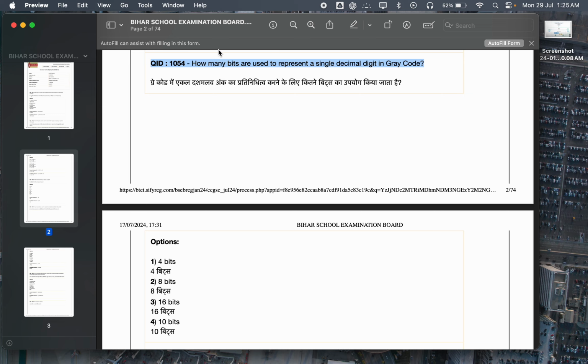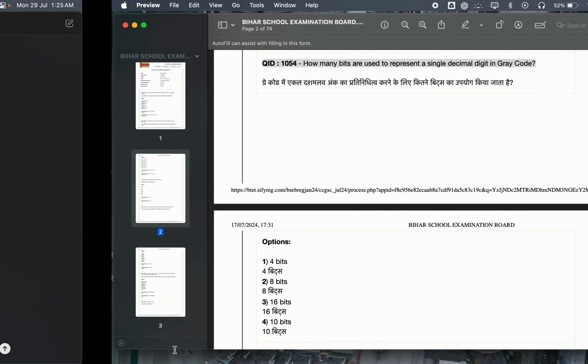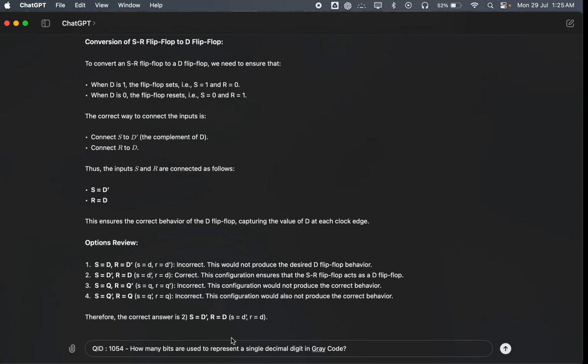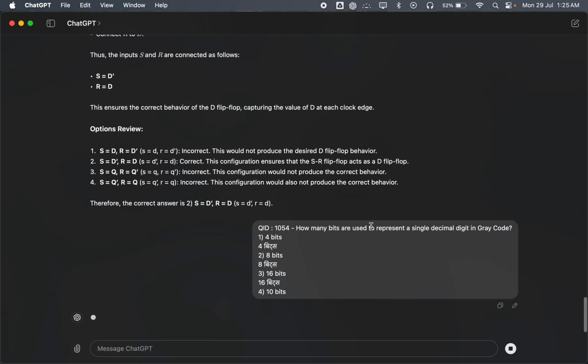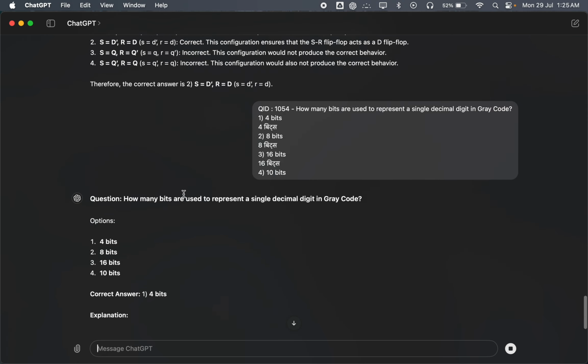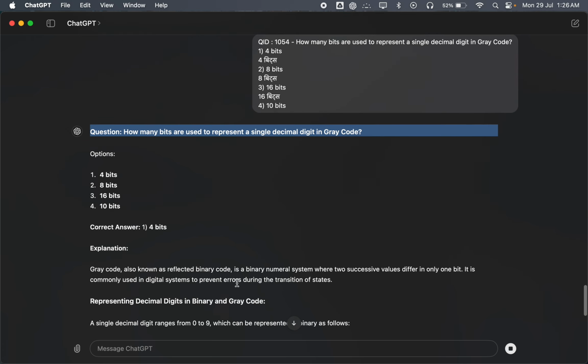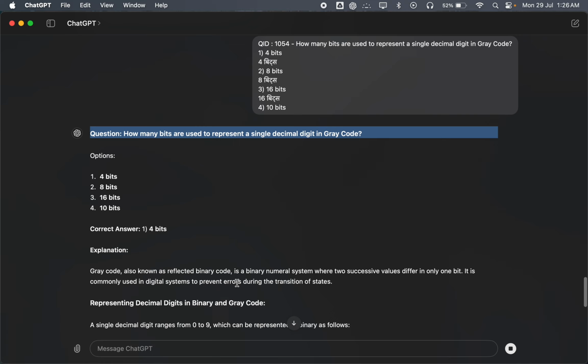Let's see what the answer is. How many bits are used to represent a single decimal digit in Gray code? Okay. I mean, we can't use 5 bits, right? So actually it is correct, we have to take 8 bits.